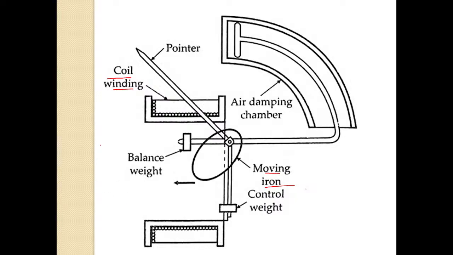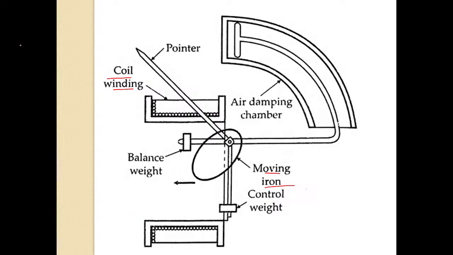What happens here is when current flows through the coil, a magnetic field will be induced. The magnetic field strength will depend on the current flowing in the coil, and the movement of the moving iron will depend on the strength of the magnetic field, or indirectly on the strength of the current flowing through the coil.